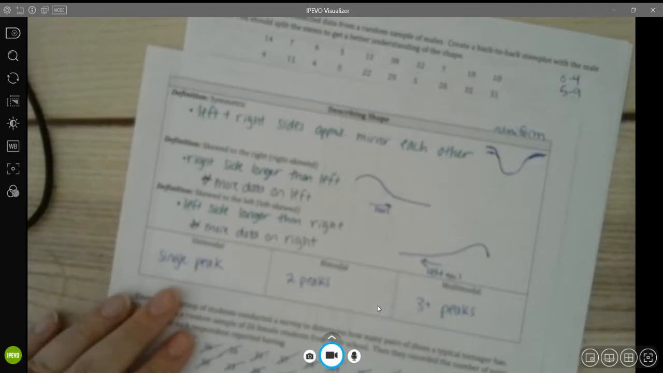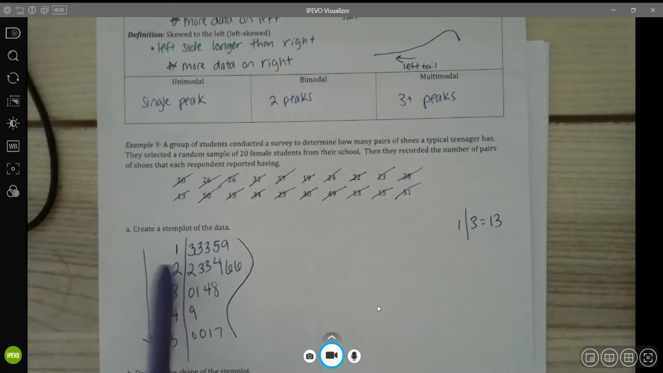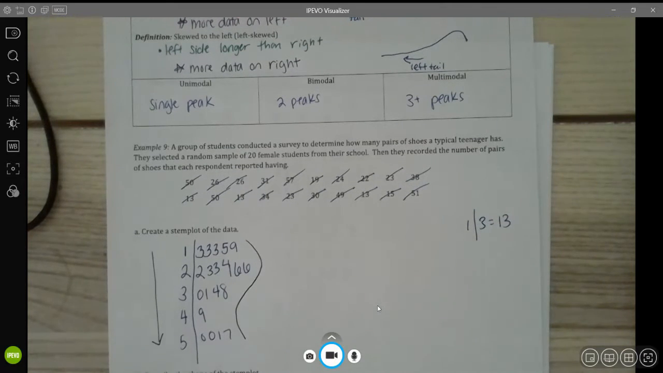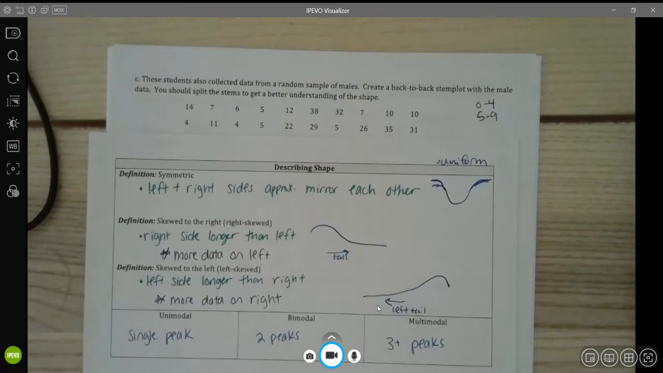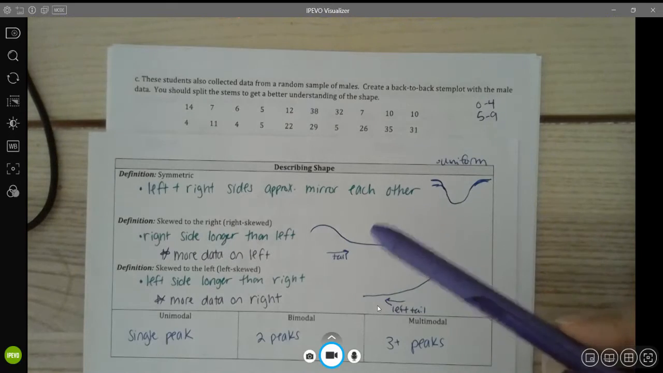Okay, so on the next page, we have some data from the males at the school. What we're going to do is create a back-to-back stem plot, which is a good way to organize something when you're going to make some comparisons, which guess what? That's what we're going to do, make some comparisons between male and female. And we're actually going to split the stems too. What I mean by split the stems is it's a lot of data to group everything from 10 to 19 together. So instead, everything from 0 to 4 goes in one stem, and everything from 5 to 9 goes in another stem.